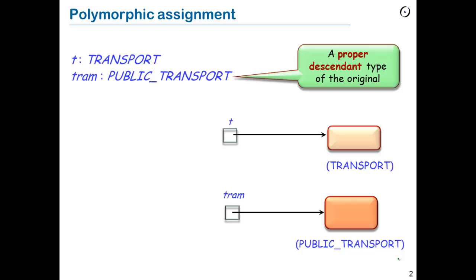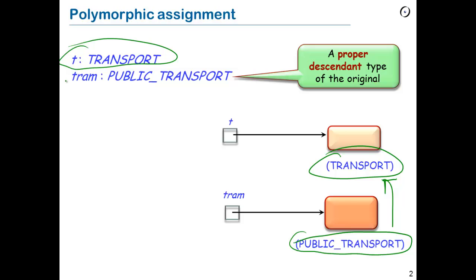Let's refer to our example of the previous lecture. All that we really need to remember is that we had a class public transport, which inherits from a class transport. And there were a few features that we are going to see again. I have here a variable t of type transport and a variable tram of type public transport. And the question leading to the notion of polymorphism is what we can do with these two variables, in particular how we can combine them in assignments.